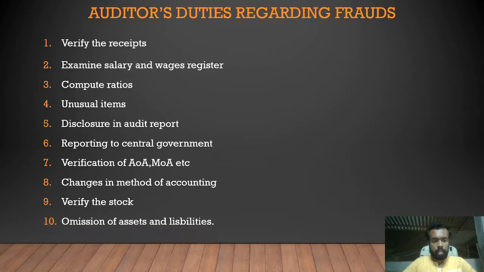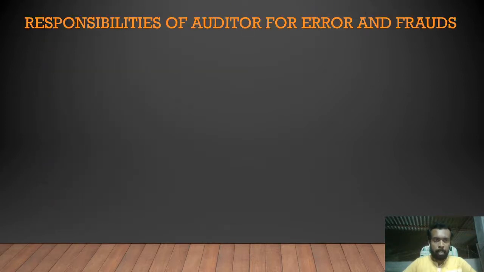Omission of assets and liabilities. Again, if an asset is purchased by the company, we should record it in the balance sheet. But if you omit that, then there are chances of fraud. In this case, the auditor should disclose that such assets were purchased by the company but not disclosed in the balance sheet. Or liability, the same case. These are the duties regarding fraud we have learned.